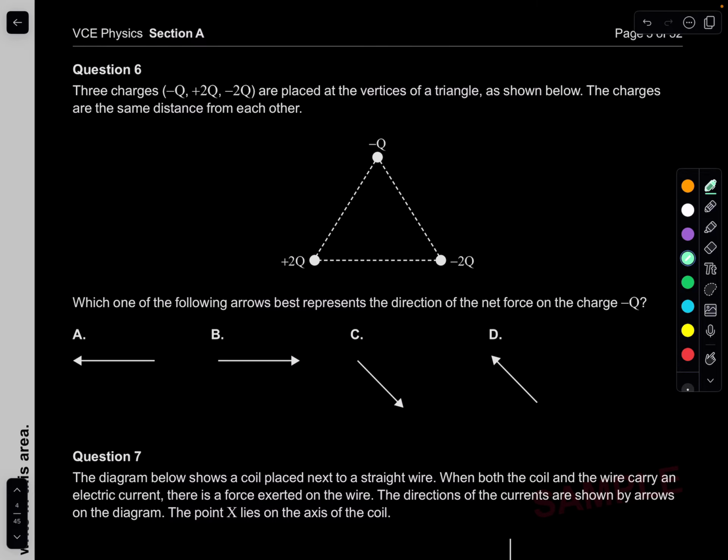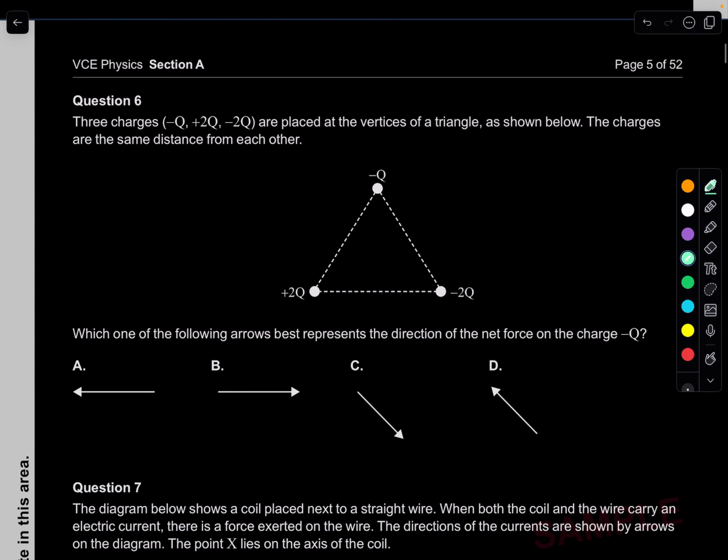Question 6. Three charges, negative Q, 2Q, and negative 2Q, are placed at the vertices of a triangle as shown below. The charges are at the same distance from each other. Which of the following arrows best describes the direction of the net force on the charge negative Q? This question is just the same as the 2019 and I think the 2021 Northern Hemisphere exams. Basically, these questions are very easy. Such similar questions come up in most of these papers. So we want to find the direction of the net force on negative Q.